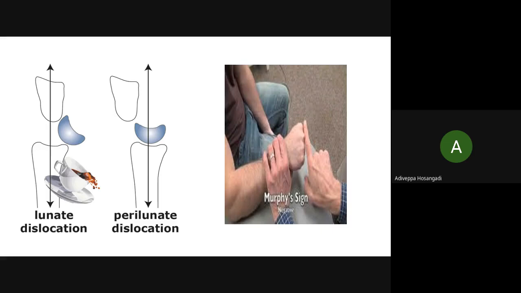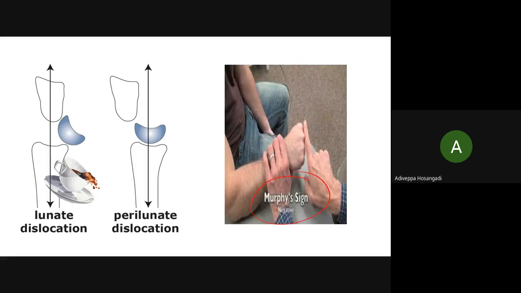In this lunate dislocation, there is one interesting sign, the spilled tea sign or spilled cup sign. I don't know, it might appear in future MCQs. Look at the shape of this lunate. It appears as if tea is being spilled from a cup. This is one of the signs. Fancy people can ask such questions. Anyway, this is perilunate dislocation, the same thing.